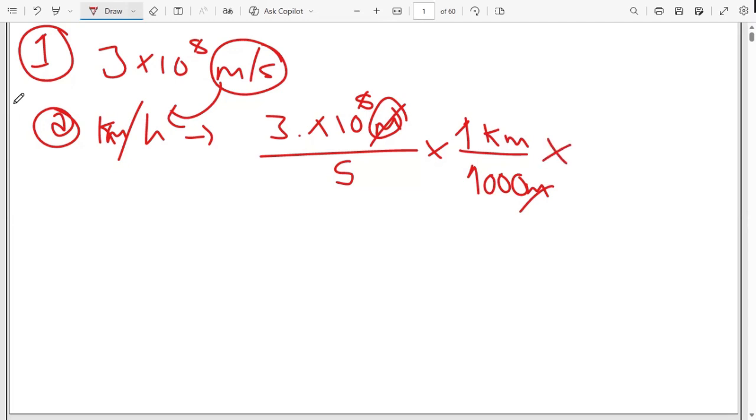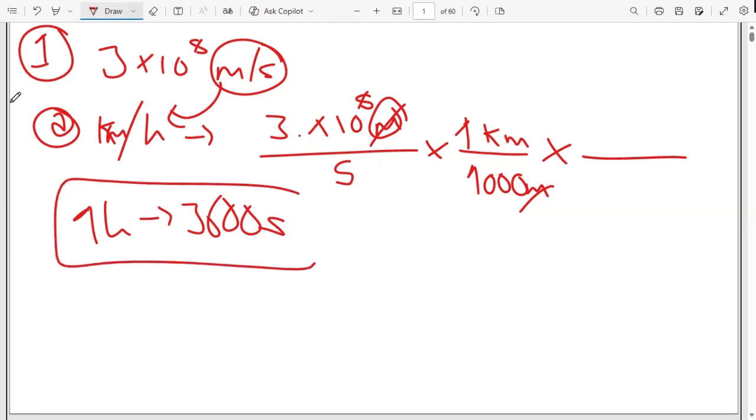Okay, so from there, I'm also going to multiply this with the conversion factor for time. We have second here, and we want to convert our second into an hour. So what are we going to do? We're going to apply the conversion factor between an hour and a second. And we know that 1 hour is equal to 3600 seconds.